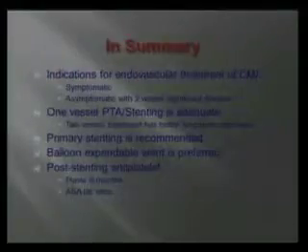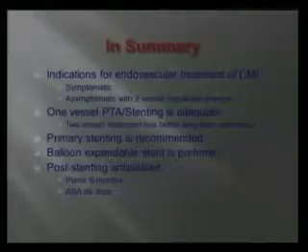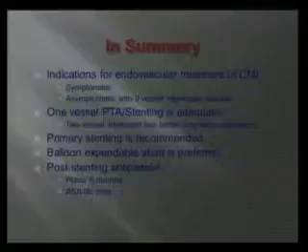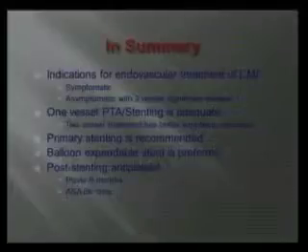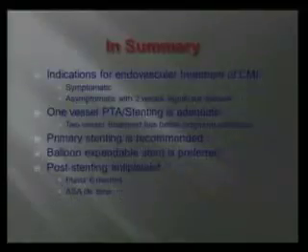All right, in summary, the indications for endovascular treatment of chronic mesenteric artery disease are symptomatic, or asymptomatic with 2 or more vessels involved. One vessel balloon angioplasty and stenting is usually adequate to improve the symptoms, but 2-vessel treatment has a better long-term outcome. Primary stenting is recommended. Balloon expandable stent is preferred.